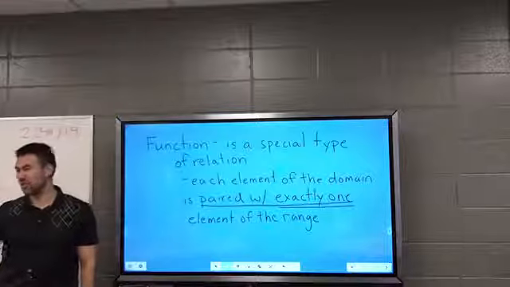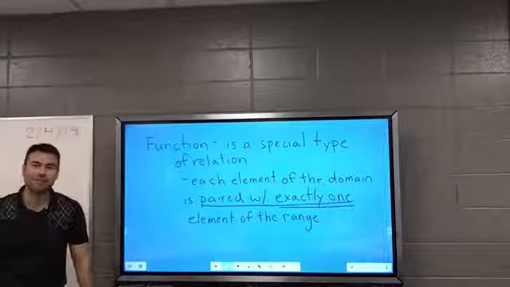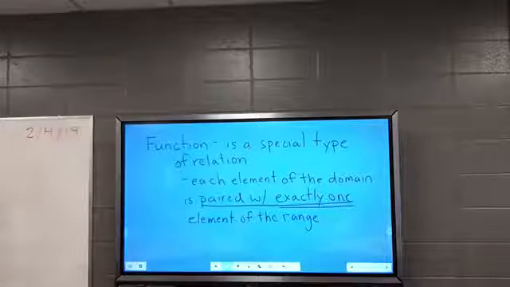Here's a tough question. Is every relation a relation? Yes. Good. Is every function a function? Yep. Is every function a relation? Yes. Is every relation a function? No. Is every relation a relation? Yes. Look at that. Sharp.